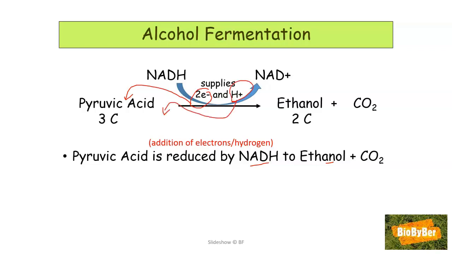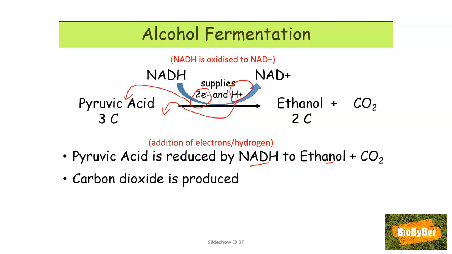Addition of electrons or addition of hydrogen is referred to as reduction. And again, the chemists amongst us will realise that if NADH is reducing the pyruvic acid, then it must be oxidised itself, because oxidation, as we've said, is the loss of electrons or the loss of hydrogen, which has occurred here. Now, in this particular case, carbon dioxide is produced.